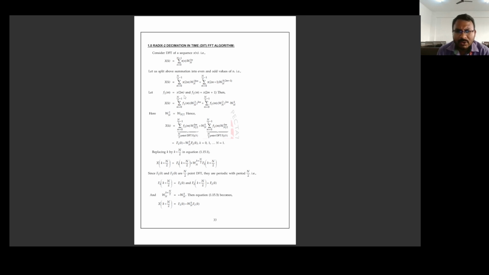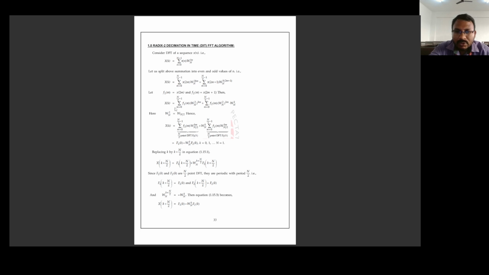Then f1 of m we consider as the even samples, that is x of 2m, and f2 of m equal to x of 2m plus 1. Here when we substitute m equal to 0, we obtain all the even values. Likewise, for f2 of m equal to x of 2m plus 1, when we substitute m equal to 0, we obtain the odd terms.